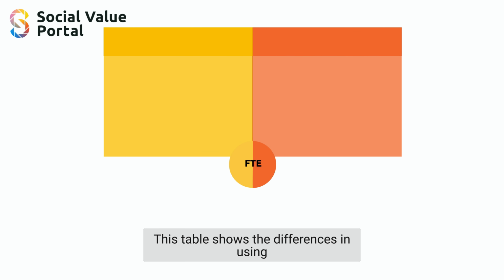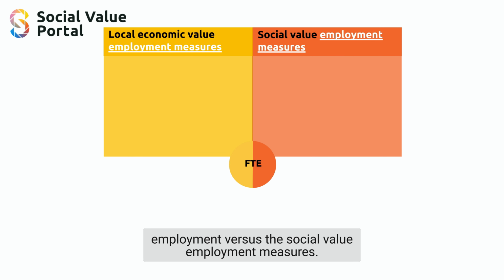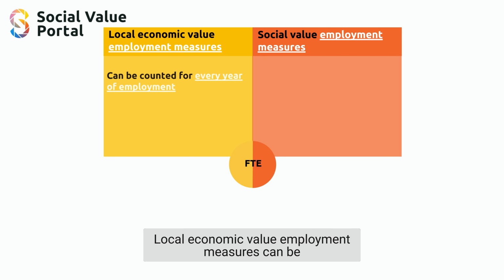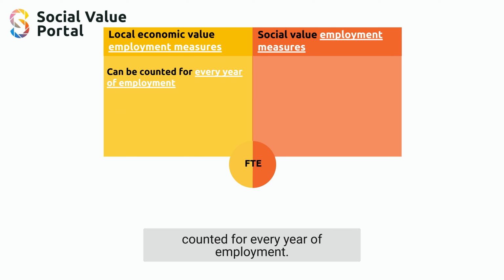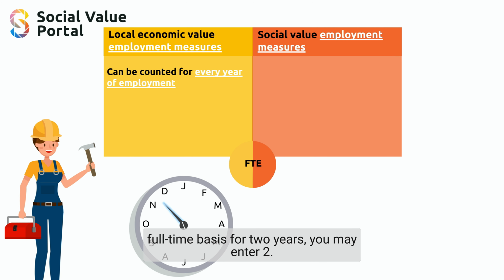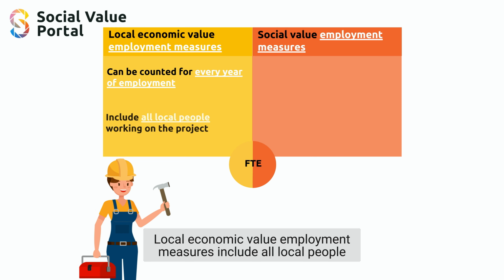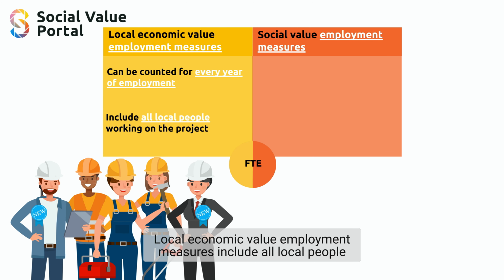This table shows the differences in using the FTE unit for local economic value employment versus the social value employment measures. Local economic value employment measures can be counted for every year of employment. This is because the proxy value captures the value to the individual for every year of employment. Say, if you hire a local person on a full-time basis for 2 years, you may enter 2. Local economic value employment measures include all local people working on the project, not just new people.